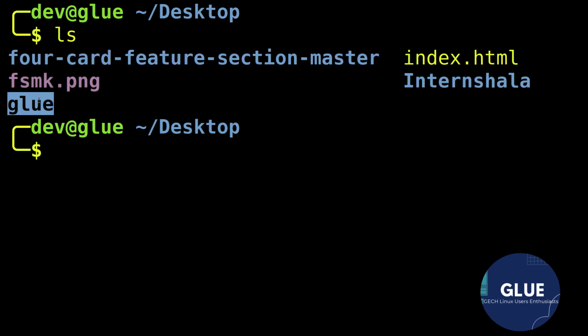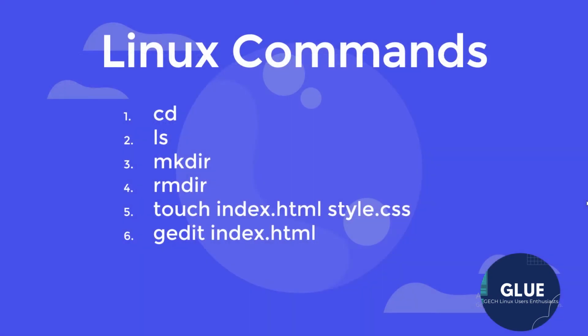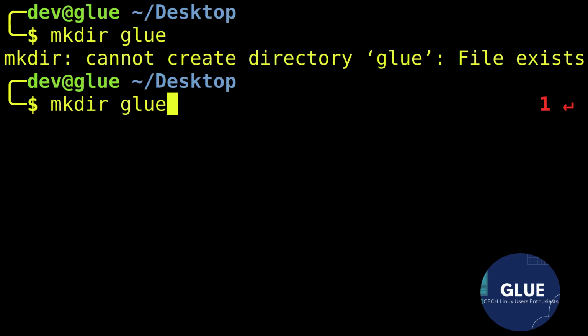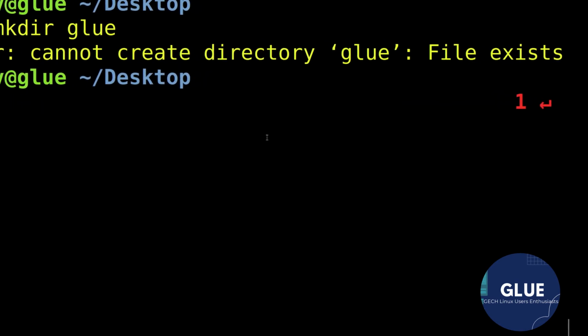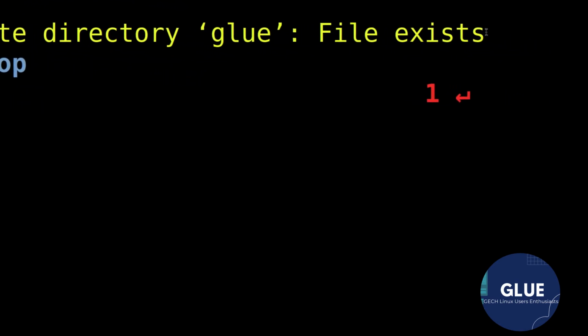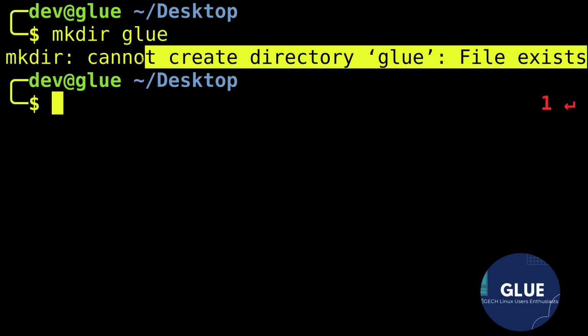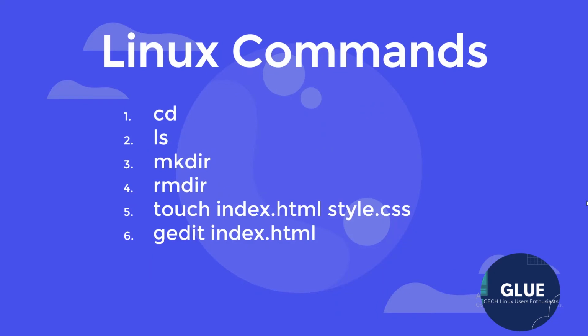Next, we will use the command mkdir. This command is used to create a new empty directory. Here, as an example, we will create a new directory named git inside the desktop directory. To do this, we use mkdir space git. Now, a new directory named git is created. If a directory with the same name exists, then it prompts us that the directory with the same name already exists.